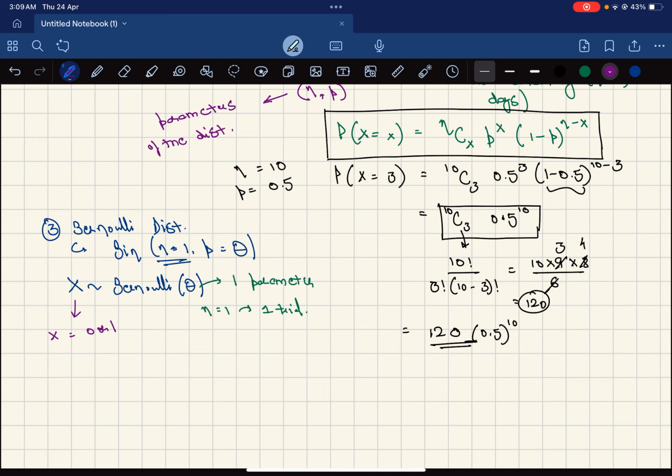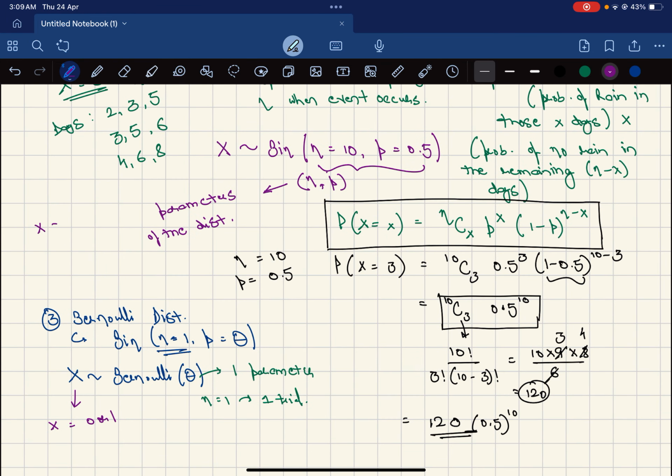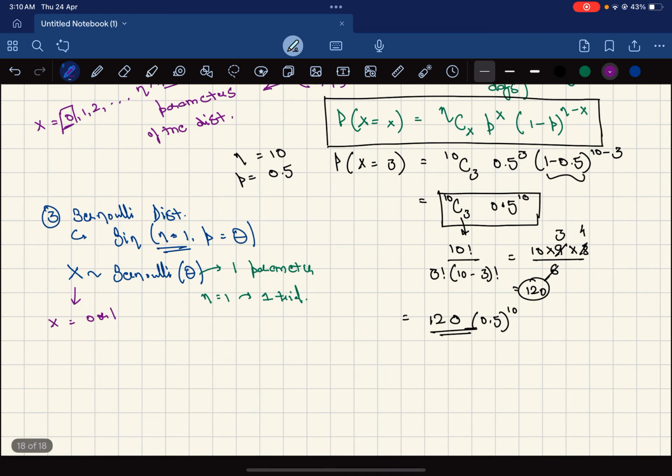Note that in case of binomial distribution, which we saw here, the possible values of x could have been 0, 1, 2 and so on till n, which is 10 in this case. Why? Because x is nothing but the total number of events that happen out of total n trials. So it is possible that the event or the rain occurs in each of the 10 days, and therefore the maximum value of x could be 10, and it is possible that the rain never occurs in any of those 10 days, and therefore the minimum value would be x equal to 0.